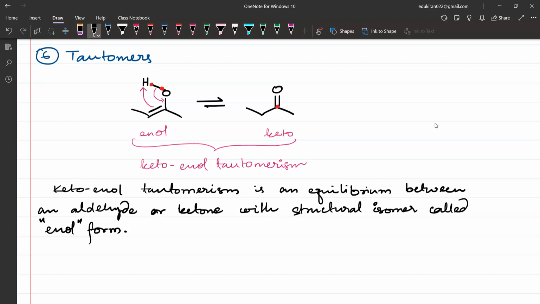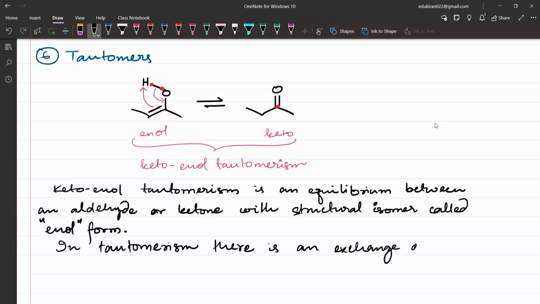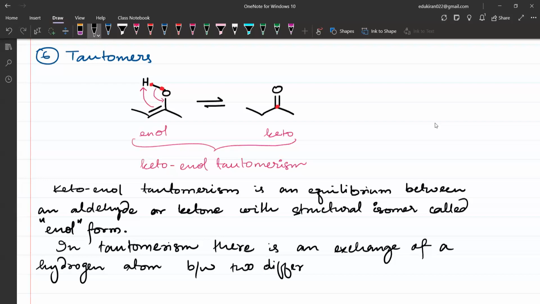Okay, then let me explain. In tautomerism, there is an exchange of a hydrogen atom between two different atoms.